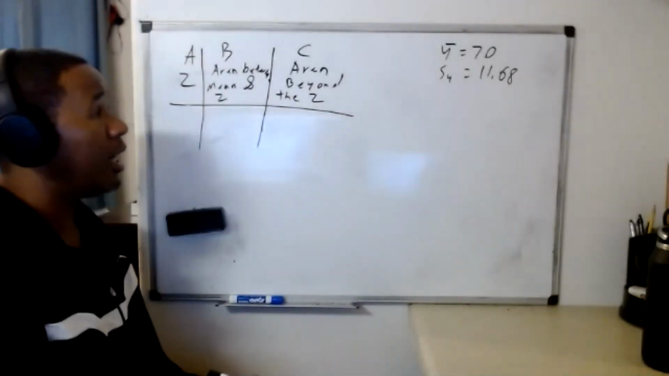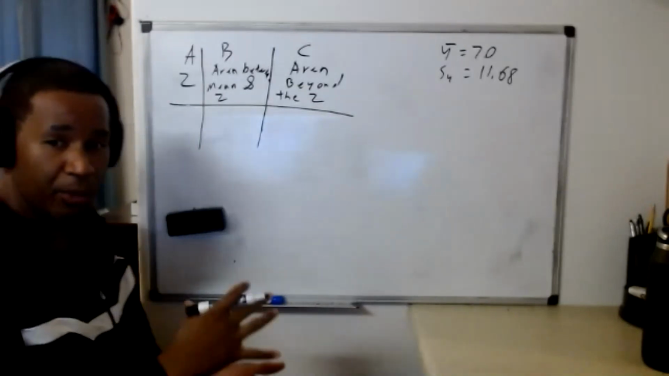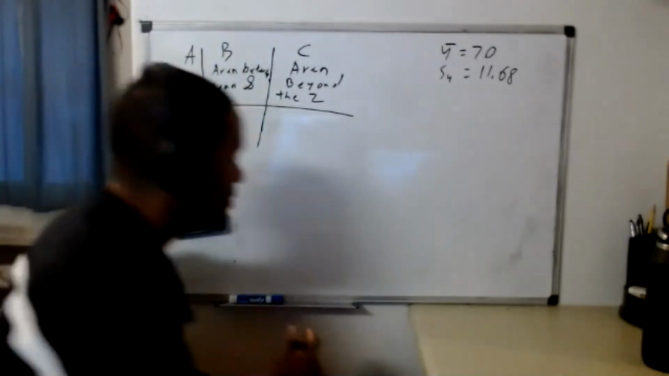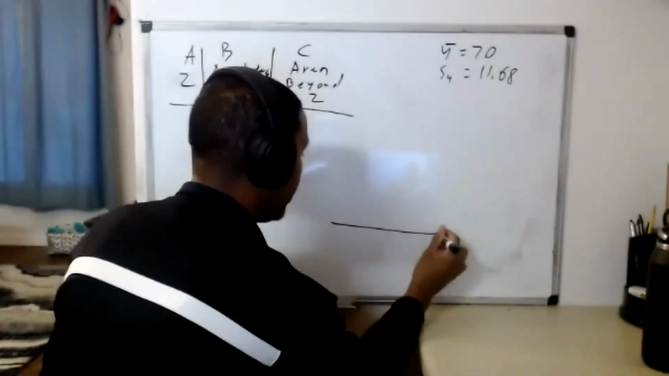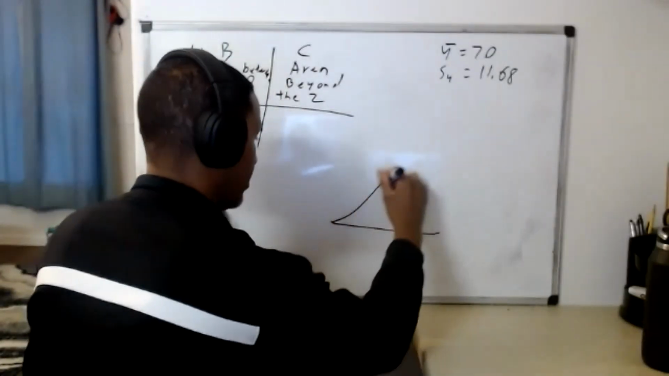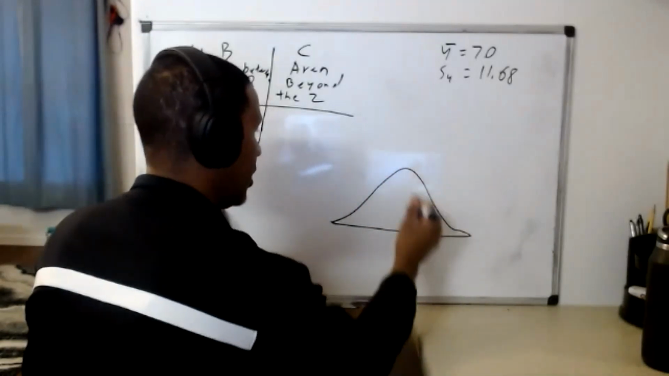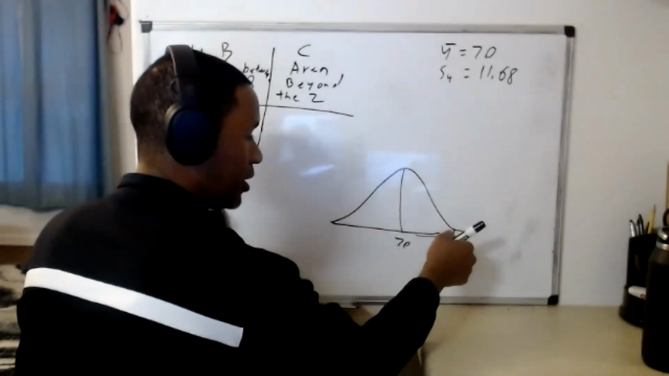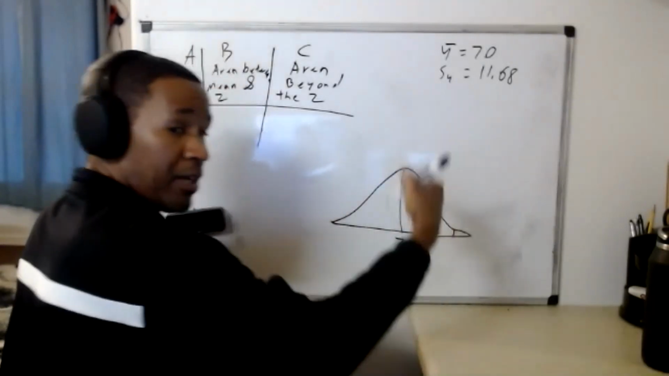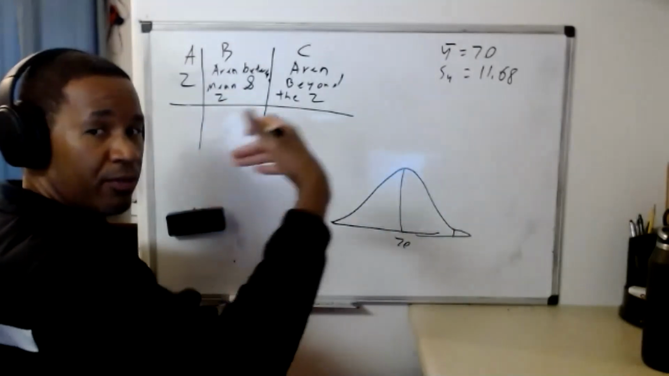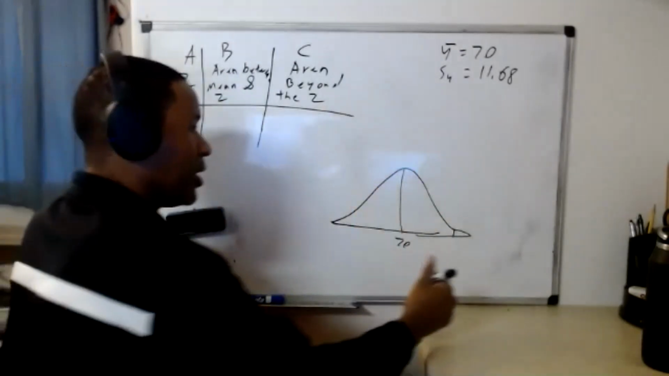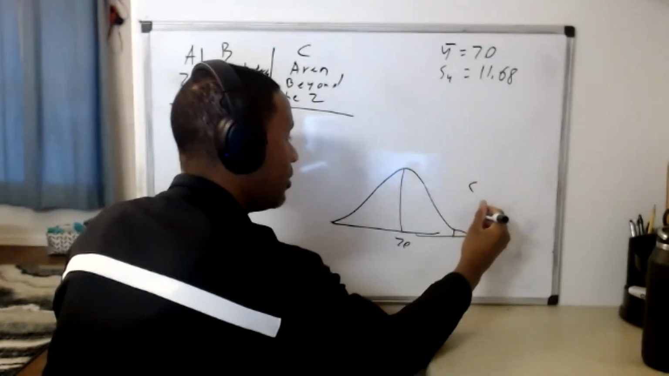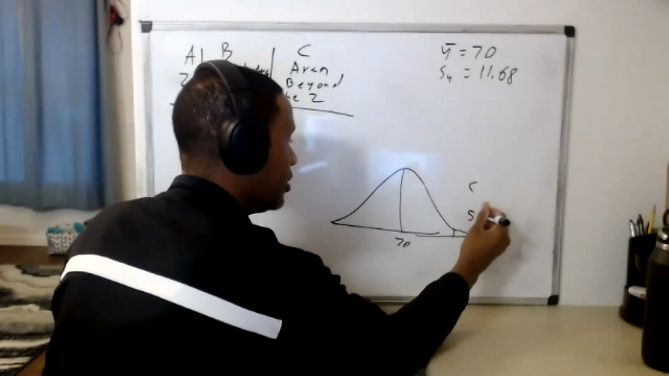So the first thing you want to do is start off by drawing out the normal distribution. We know the mean is 70, and we want to know what raw score we need to get to be in the top 5% of the distribution, where only 5% of the class did better than we did. So we need to find the score we need to get to be in the top 5% of the distribution.